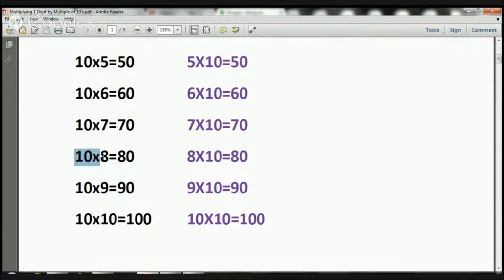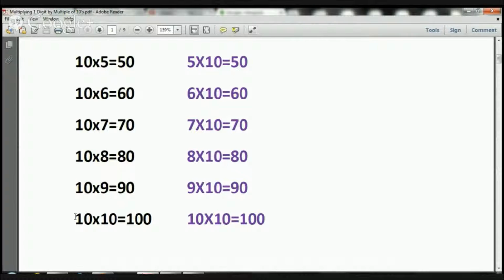Here we go again. Let's go ahead and just go over this again. 10 times 8. We can do 1 times 8, which is 8, and then just add the 0 at the end. 10 times 8 is 80, okay? And 8 times 10 is 80. Next one, 10 times 9 is 90, and 9 times 10 is 90. And finally, 10 times 10 is 100.